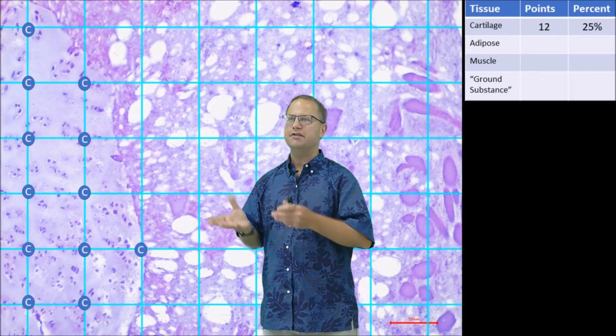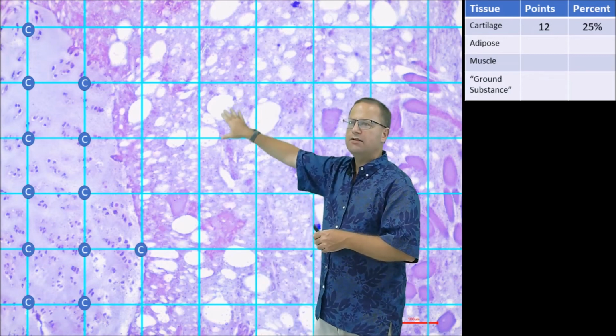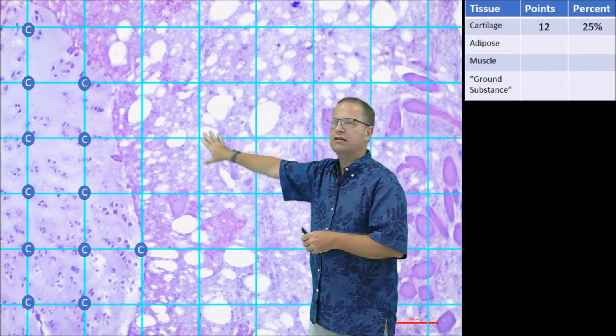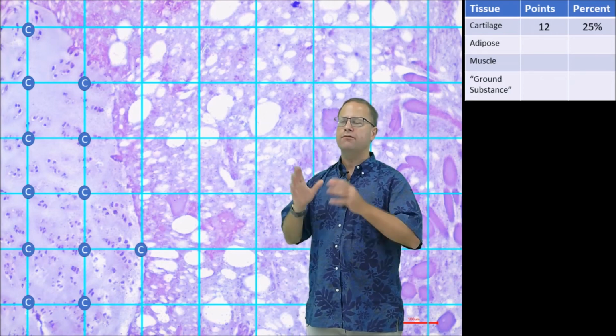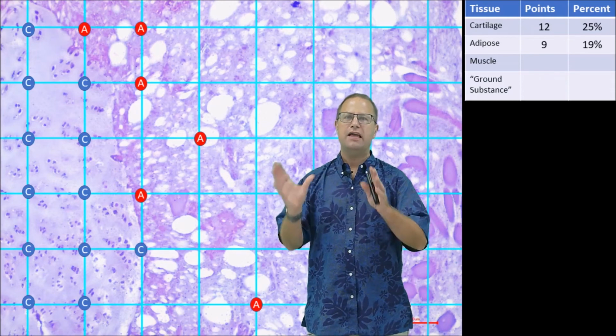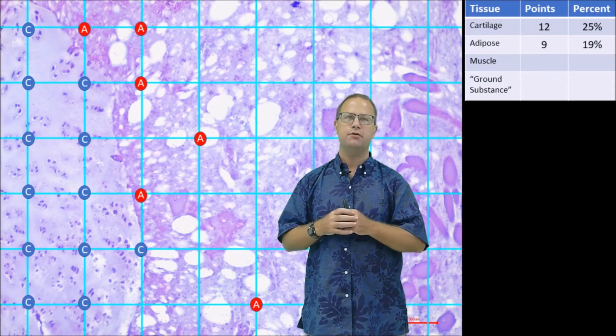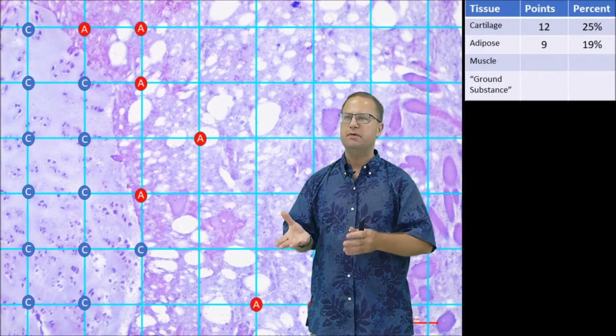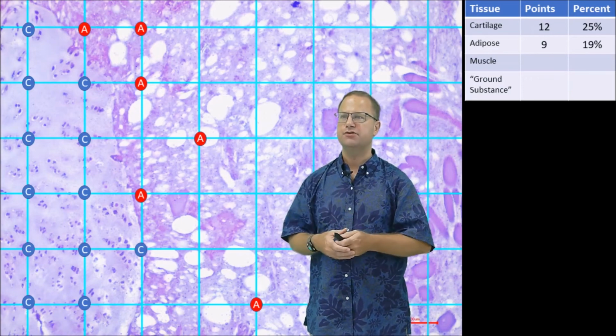Now let's look at the other tissues we can identify. Again, these big white droplets were adipose tissue or triglyceride. So let's go ahead and put an A over all the intersections that contain triglyceride or adipose tissue. Okay, so that's 9 points out of 48 points total. So far, this hot dog appears to be about 19% adipose tissue.